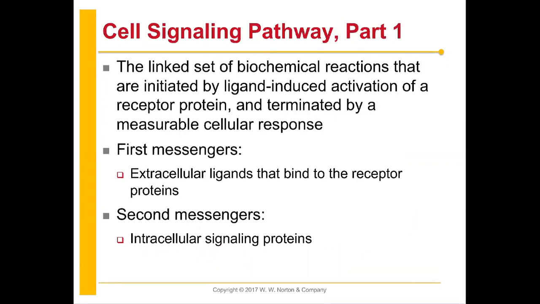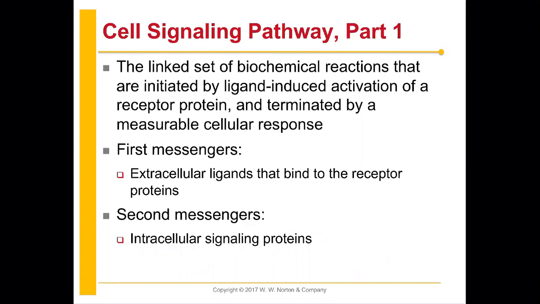So we call this pathway the cell signaling pathway. It's a linked set of biochemical reactions. You have a bunch of biochemical reactions that are first initiated by that ligand binding to a receptor protein. And eventually that signal is going to be terminated. Like you're going to have an endpoint. The start is the ligand induction and the end is your termination. So I'll give you an example. It's so hard to talk about this and not give you examples.